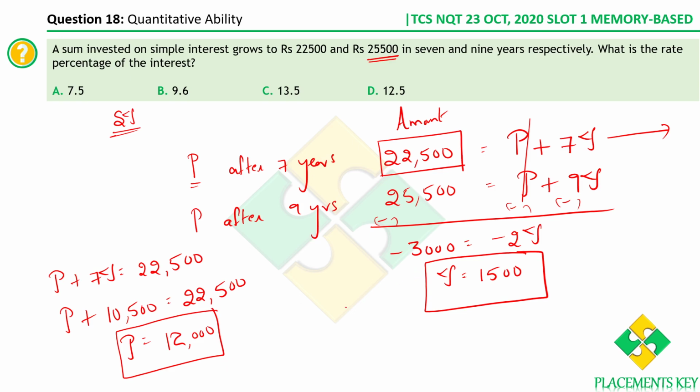Now what is the percentage rate of interest? How do you calculate it? How much is interest on principal? The rate of interest is what is being asked. It is I by P into 100. So what is the interest that you've got? It is 1500, and on principal 12,000, into 100. So this gives us the required percentage rate of interest.